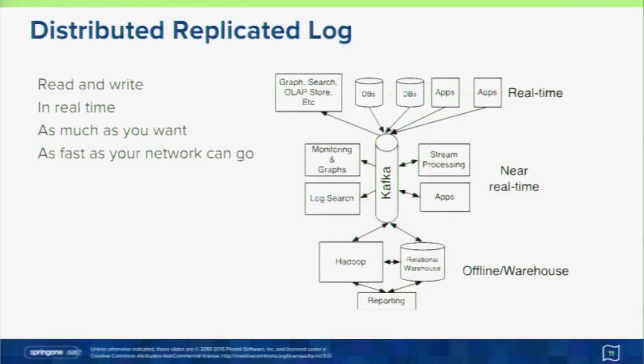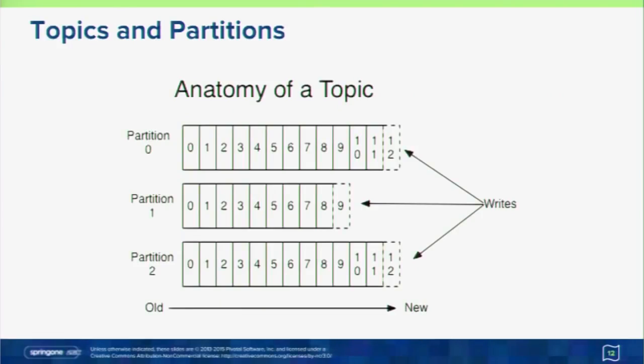So you can throw as much data as you have at Kafka, and you're going to basically still be running as fast as your network, right? So it's quite performant.